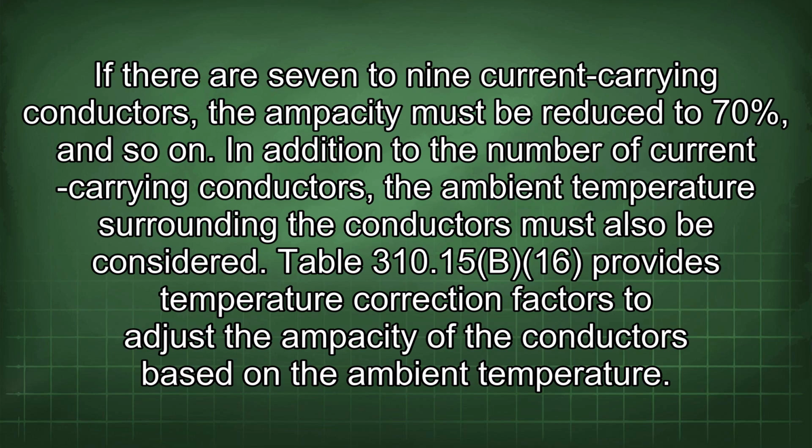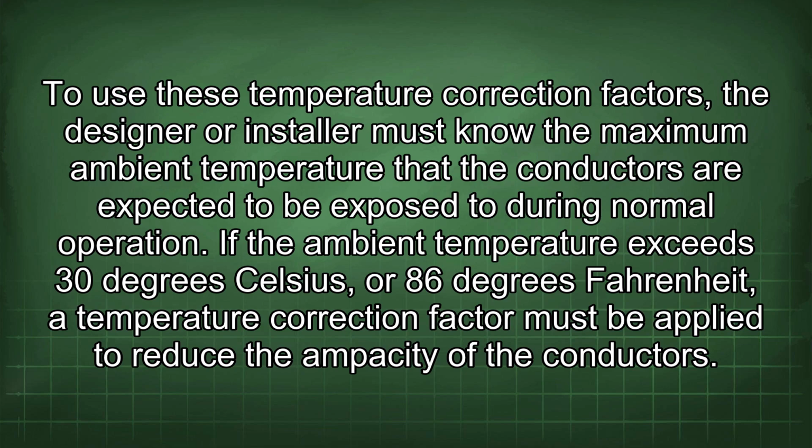In addition to the number of current carrying conductors, the ambient temperature surrounding the conductors must also be considered. Table 310.15(B)(2)(a) provides temperature correction factors to adjust the ampacity of the conductors based on the ambient temperature. To use these temperature correction factors, the designer or installer must know the maximum ambient temperature that the conductors are expected to be exposed to during normal operation. If the ambient temperature exceeds 30 degrees Celsius or 86 degrees Fahrenheit, a temperature correction factor must be applied to reduce the ampacity of the conductors.